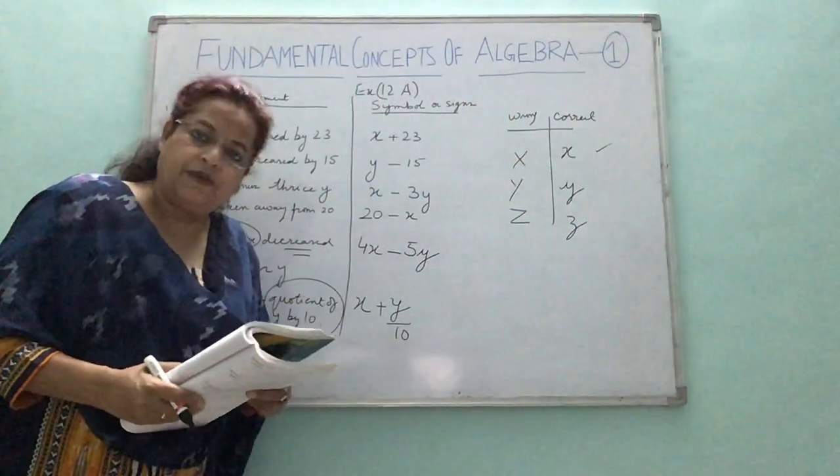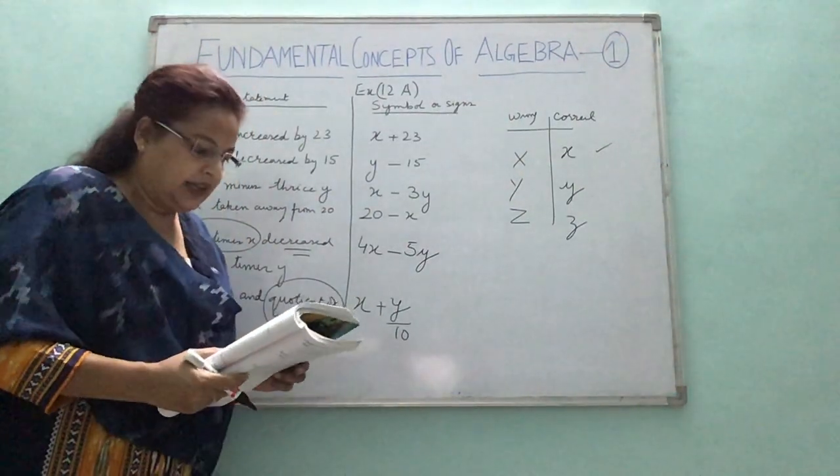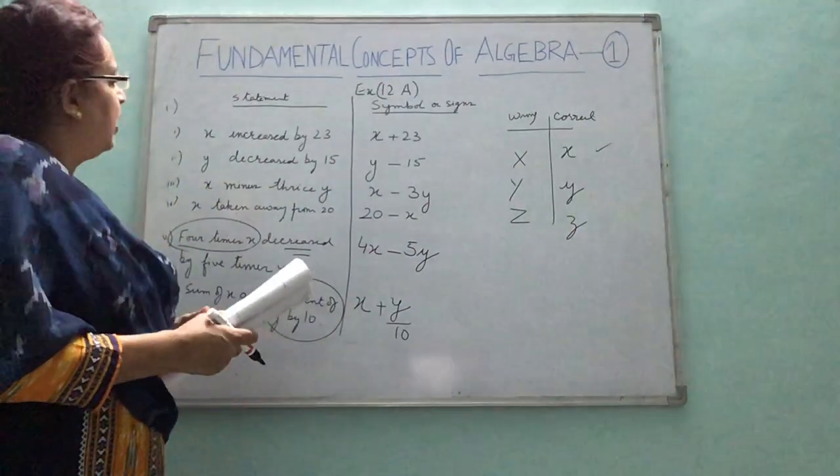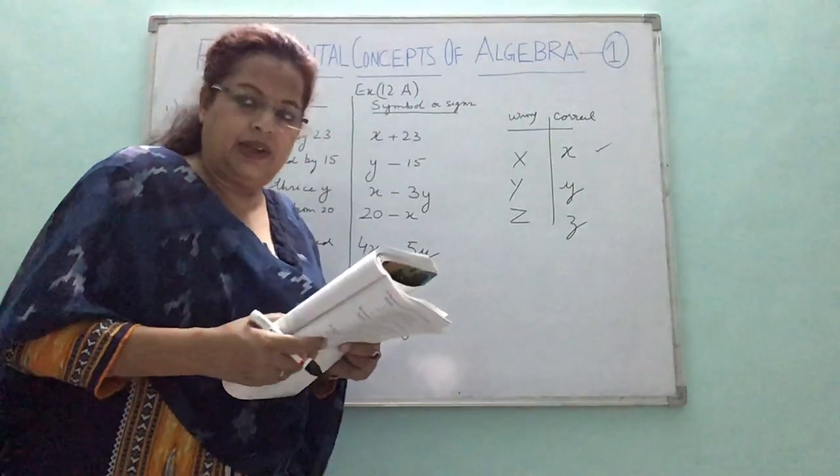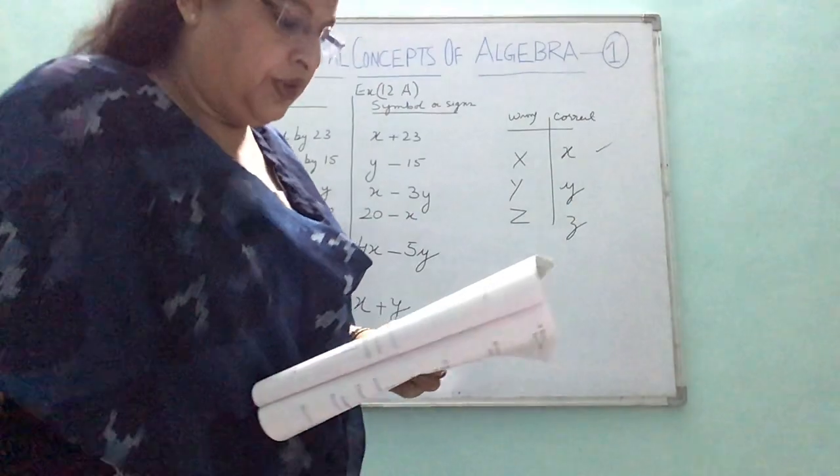Sum of x and quotient of y by 10. Yes, this is the correct thing. Okay. So, like this you can do the remaining also. Now we can move on to question number 2.